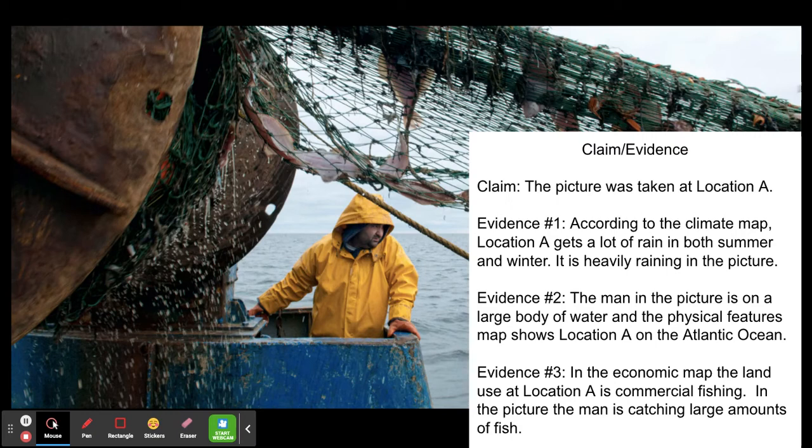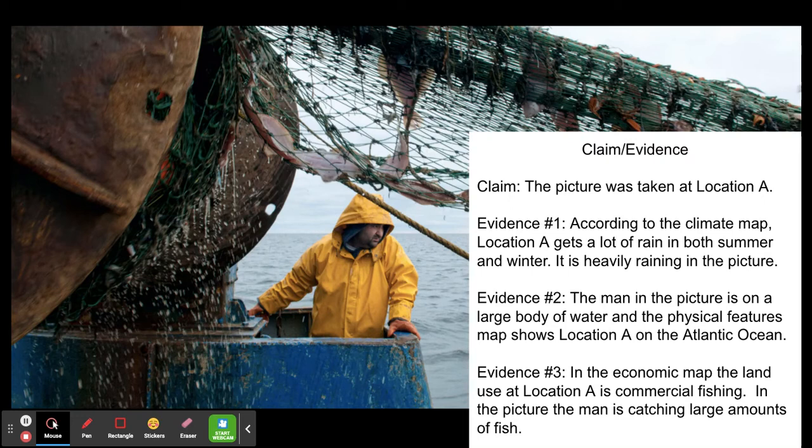So again, we said what the map was. We talked about what we've read from the map, and we tied it back into the picture. So in the end, we have our claim. Picture was taken at location A. We have our evidence. According to the climate map, location A gets a lot of rain in both summer and winter, and it is heavily raining in the picture.